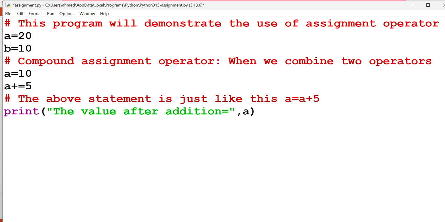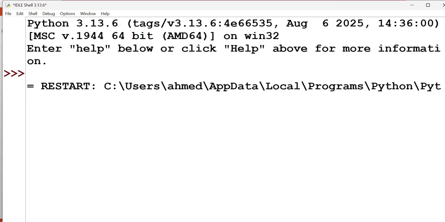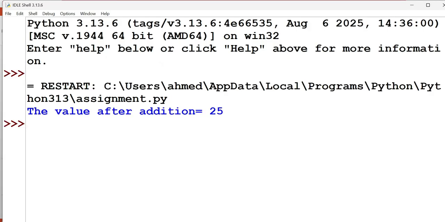When we run this program, you can see initially the value of a is 20. Here the value of a was 10, so I am changing this to 20 to avoid confusion. So the value of a is 20. When this 5 is added, the value of a will become 25. When we run this program, you can see the value after addition is 25.